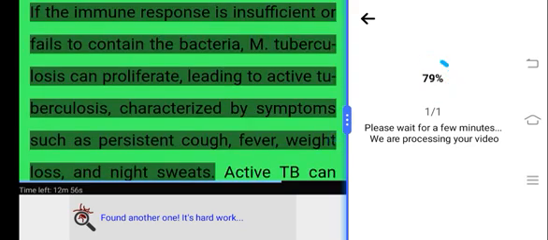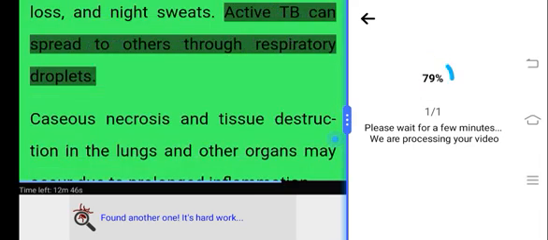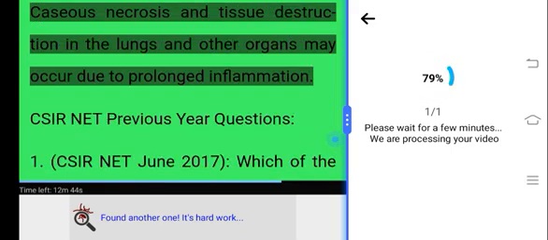Active TB disease. If the immune response is insufficient or fails to contain the bacteria, M. tuberculosis can proliferate, leading to active tuberculosis, characterized by symptoms such as persistent cough, fever, weight loss, and night sweats. Active TB can spread to others through respiratory droplets. Caseous necrosis and tissue destruction in the lungs and other organs may occur due to prolonged inflammation.